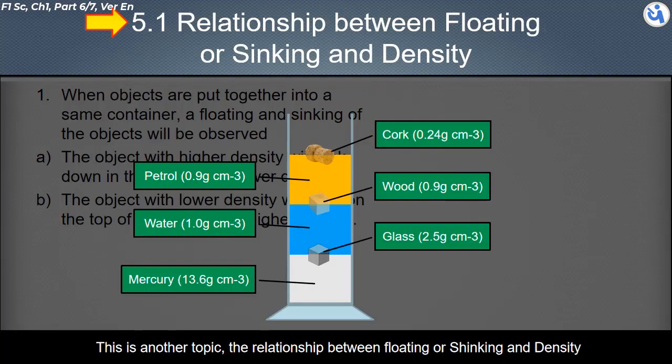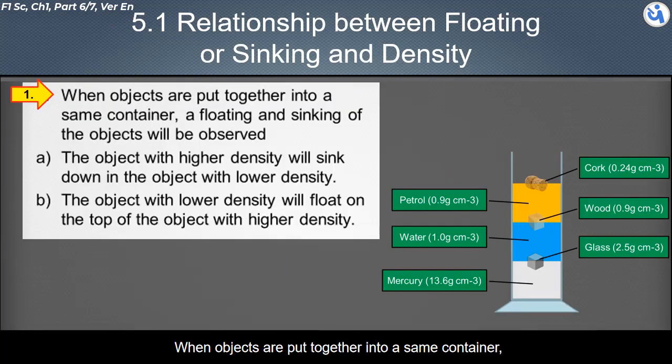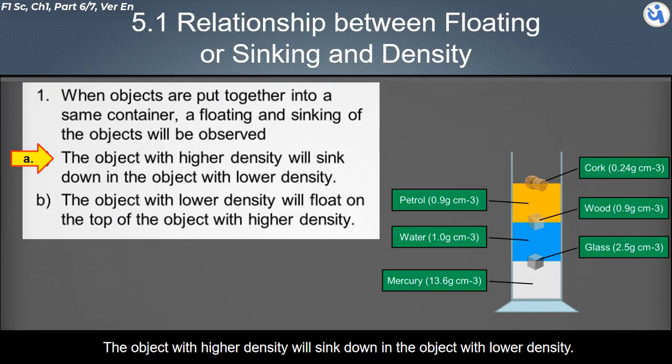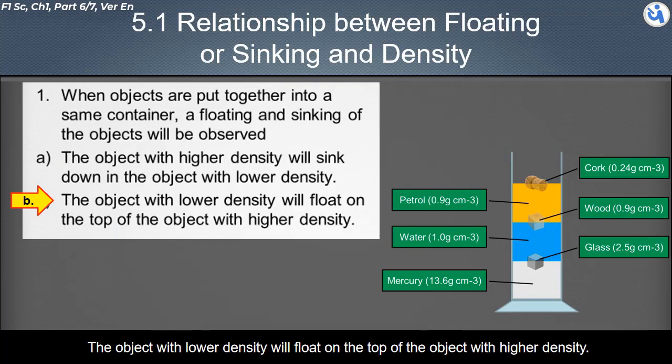This is another topic, the relationship between floating or sinking and density. When objects are put together into the same container, floating and sinking of the objects will be observed. The object with higher density will sink down in the object with lower density. The object with lower density will float on the top of the object with higher density.